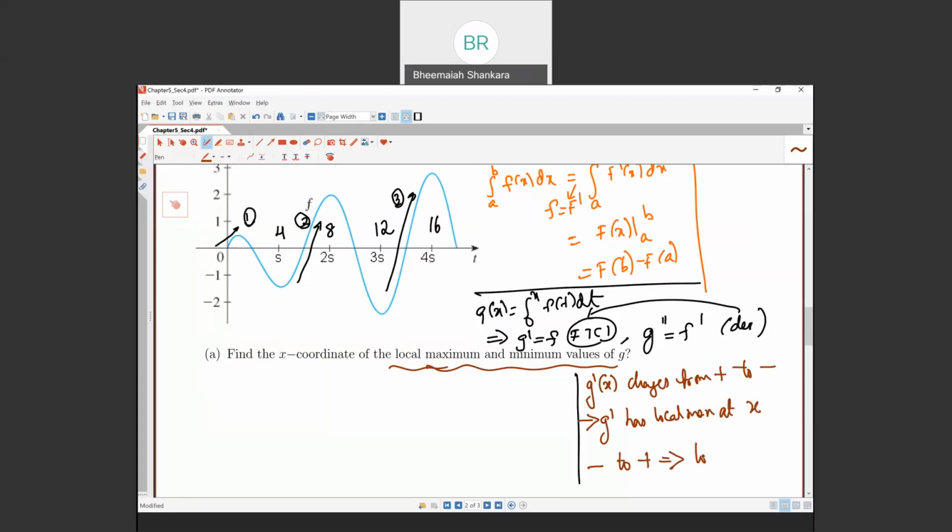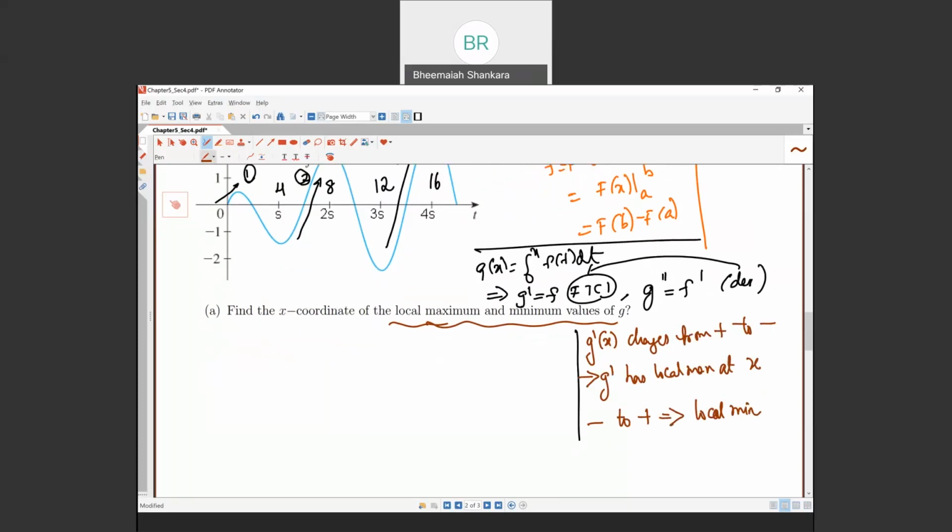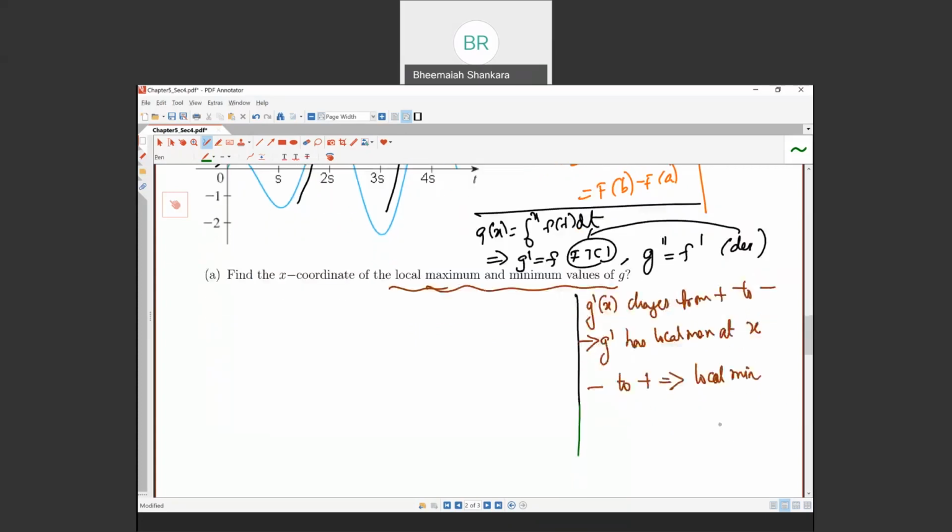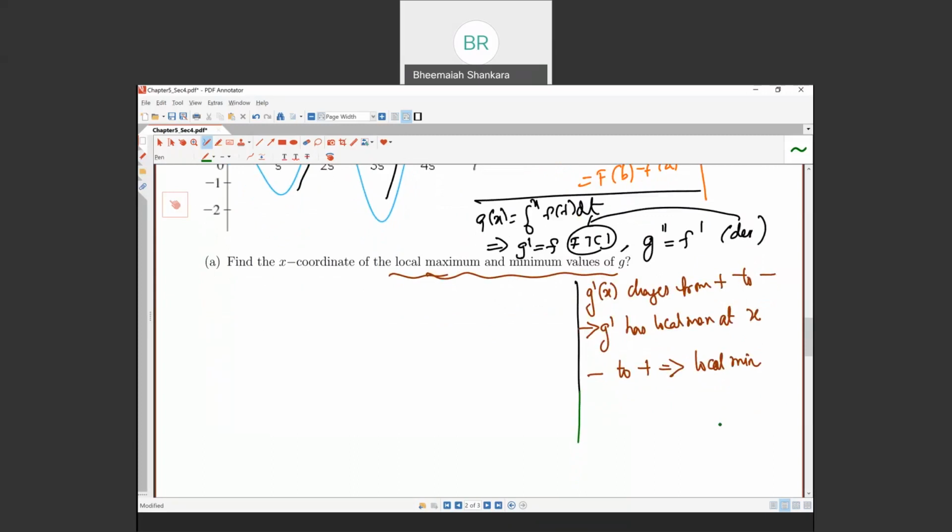Then you can say the g prime has local min. So basically you want to know how the g prime behaves. All you know is the graph of the function f, but you want a definition for g prime to answer this question. So you want to take the part of the theorem which compares the g prime with the function f. So it is our FTC1, the first part of the theorem, which says that g prime and f are equal. So this is the concept we need to do the problem.